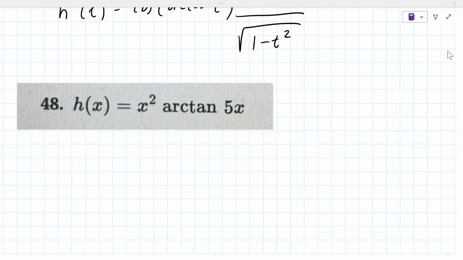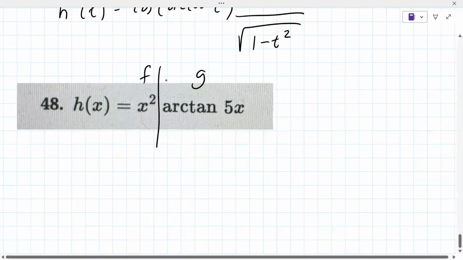Do you want me to solve this one? Yes, sorry, I was asking. Yeah, sorry. There's a product rule problem. If you want to give that a try, please.